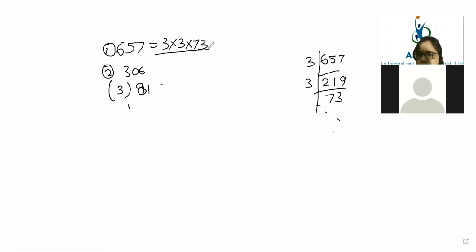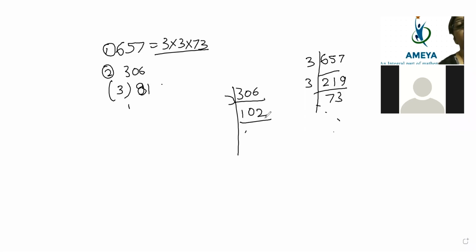Okay. 2 into 3 into 3 into 17, Ajay, 306. And Jenny is telling, okay, 1 into 3. Okay, Abhirami has also given the answer. Now look here, beta, 306. 306 will be written as? So what is the prime factorization? 2, 3, 3, 17. Prime factorization is 2 into 3 into 3 into 17.